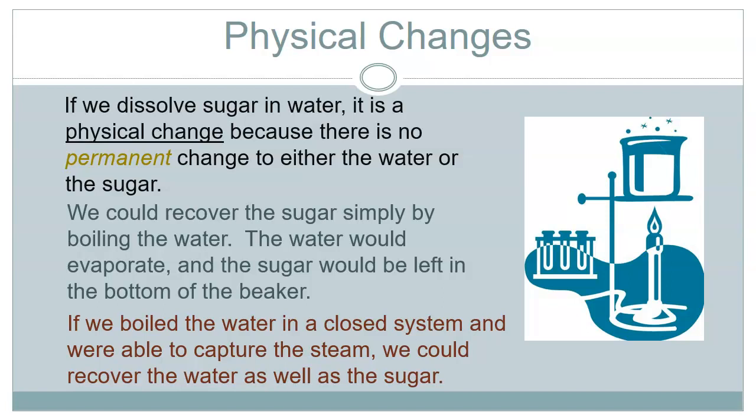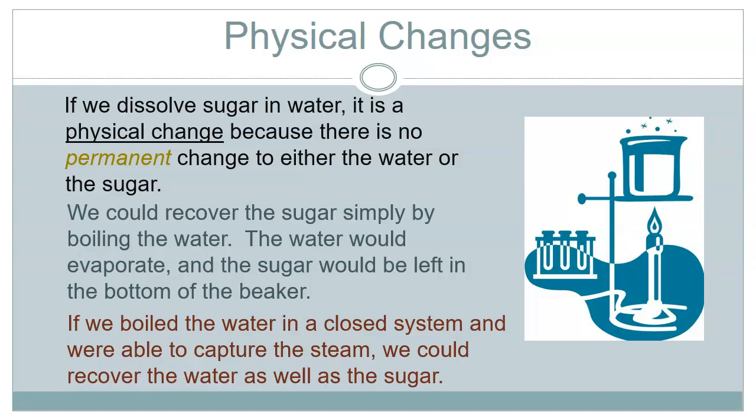So we could set up a system where, it would be what we call a closed system. So all the containers would be attached to each other and sealed. But we could actually boil the water. The steam could then travel through a tube from one container to the other, where the water could condense again into water. So you end up with a container that has water in it. And then the original container would still have the sugar in it. So we could actually manage to recover both the water and the sugar. So there was no permanent change done there.